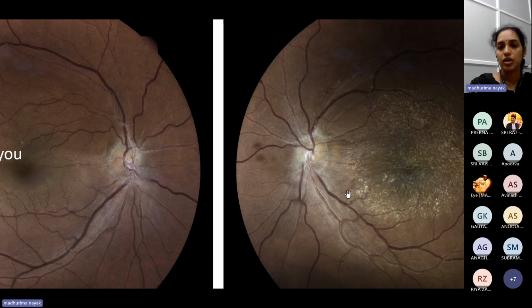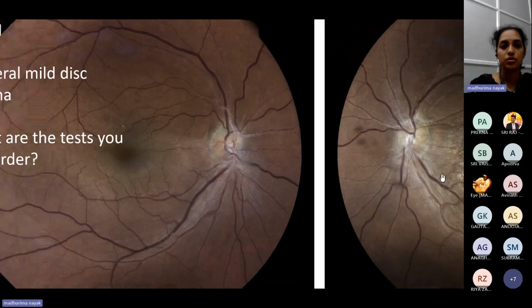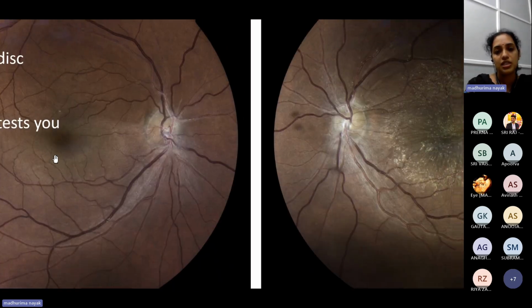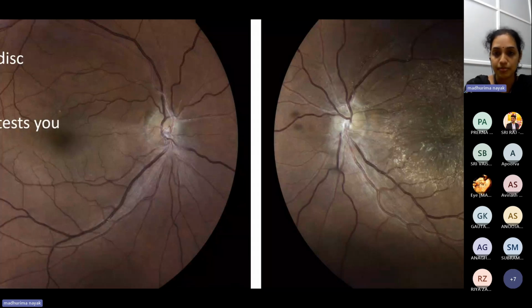Okay. So what is the next step? What will you do now? So this patient has presented with bilateral mild disc edema. Visual acuity was 6/36 in both eyes. Pupils, there is no RAPD because it's a bilateral condition. So what is the next step?